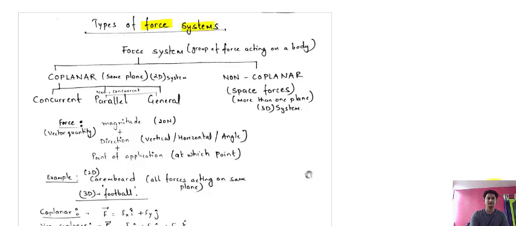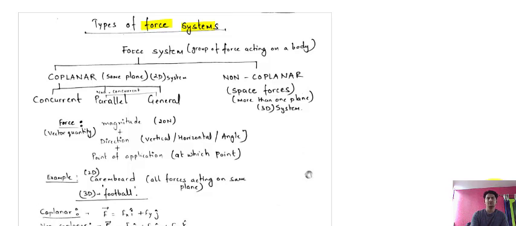We talk about any system when there are a number of forces. Suppose there is a system in which either two forces or more than two forces are acting on a system, then it is said to be a force system. So together, when these two or more forces are acting on any system, they are known as a force system.